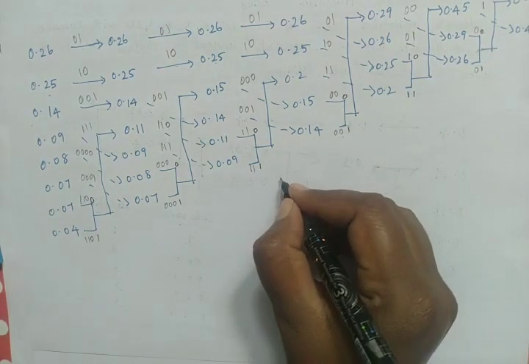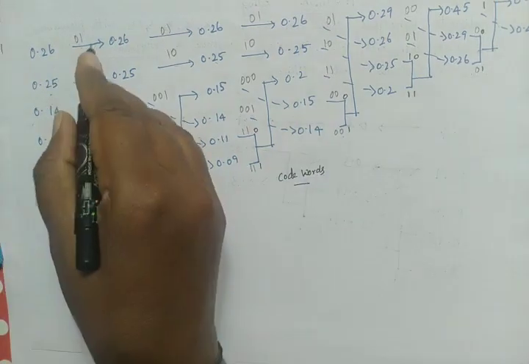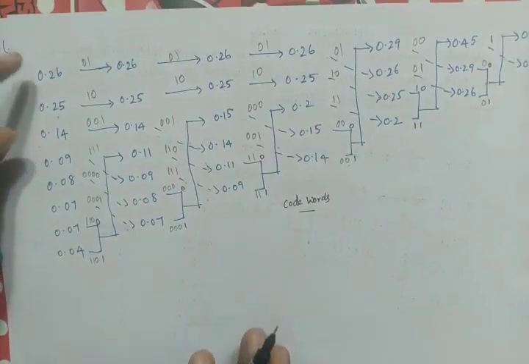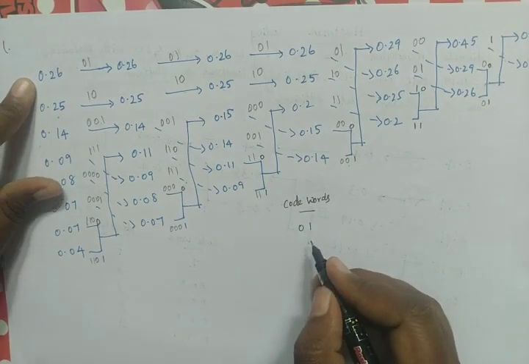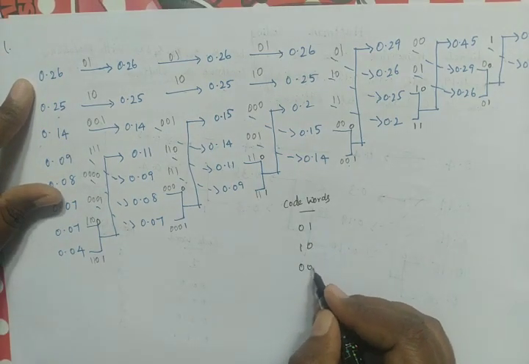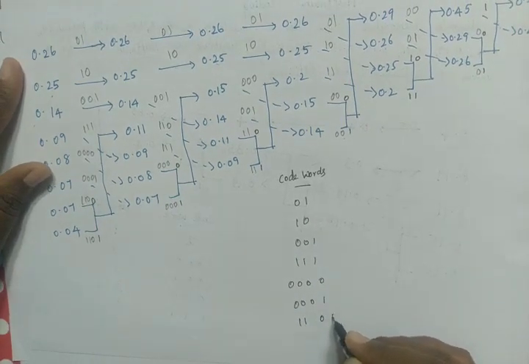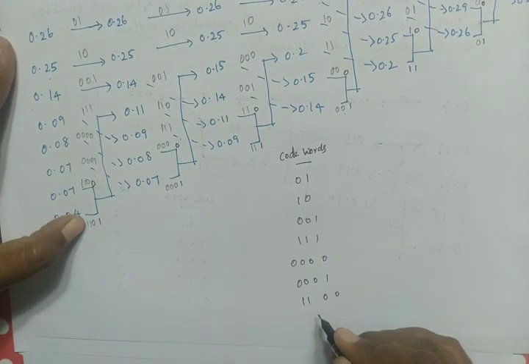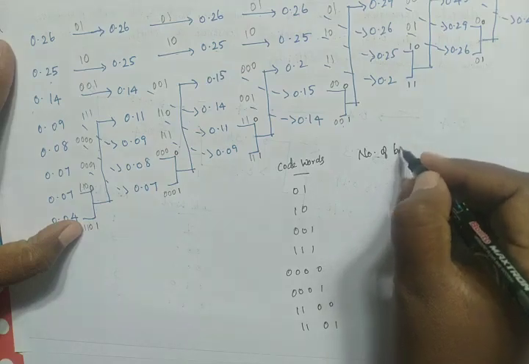Now what is the next step? Write the code words. So how can we write these code words? Okay. So that is 0, 1. That is for the probability 0.26. Then 10, 001, 111, 0000, 1, 1, 1, 0, 0, then 1, 1, 0, 1.